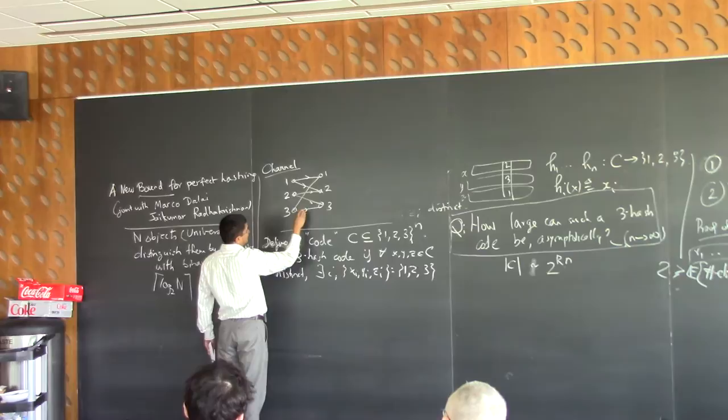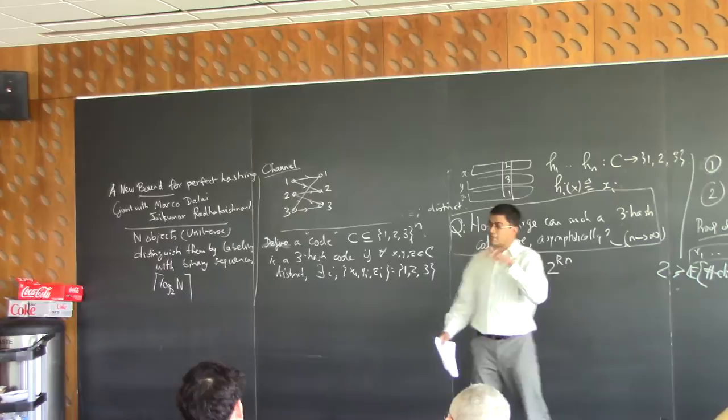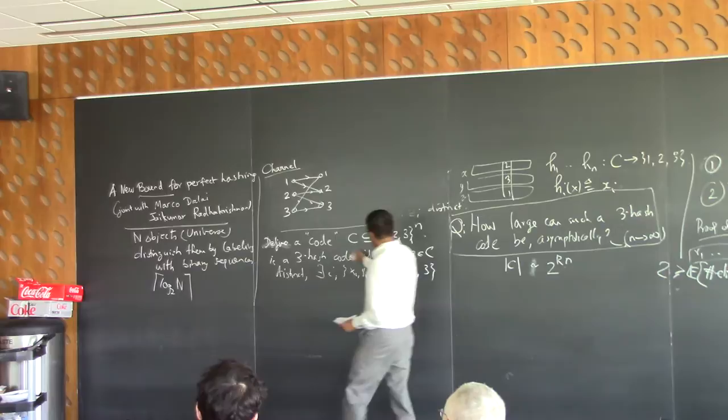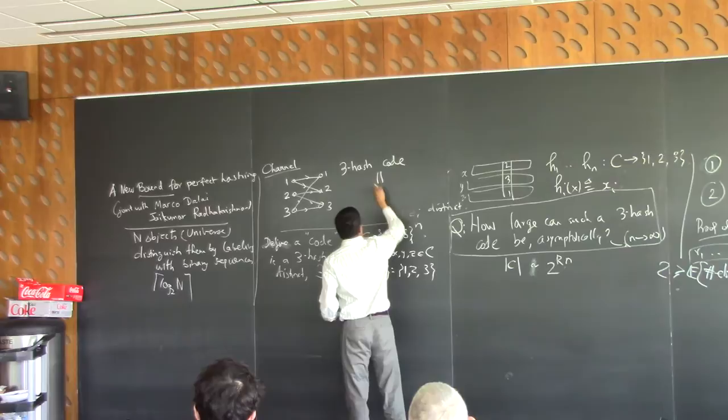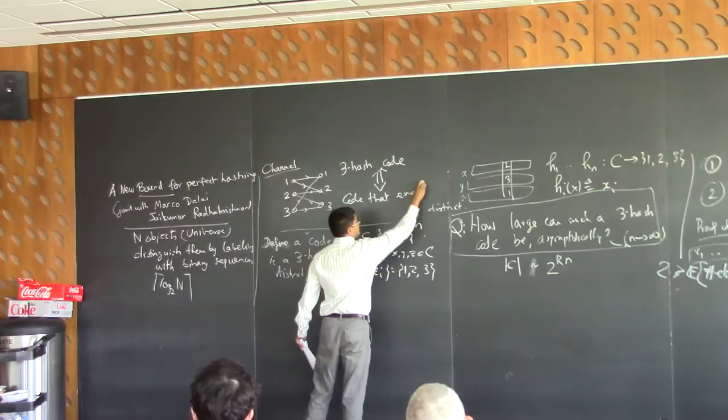Okay, so this channel as such has a capacity of 0. Any two symbols can be confused, so you cannot communicate anything on this channel. But so this 3-hash code problem is basically equivalent to a code that enables list of 2 decoding.